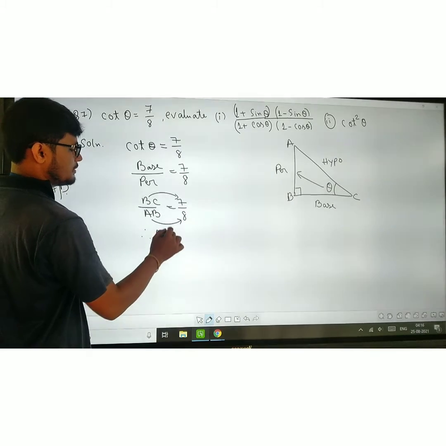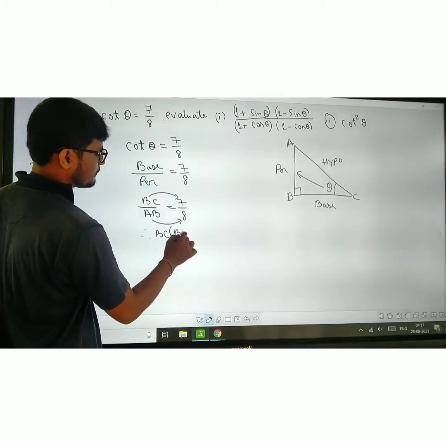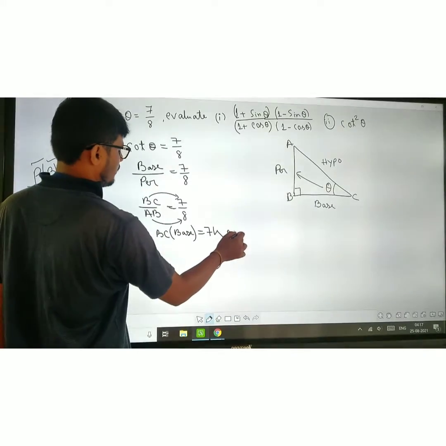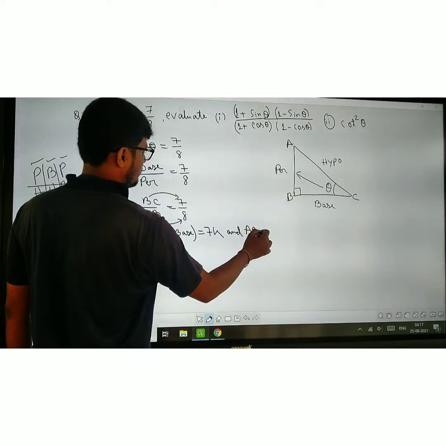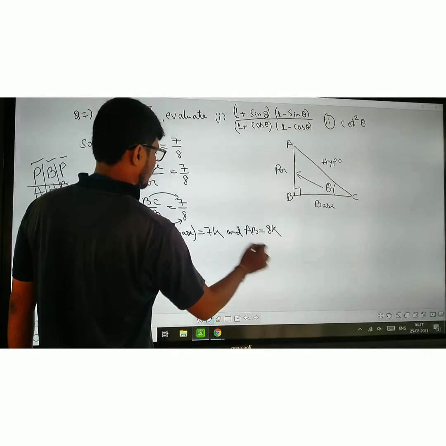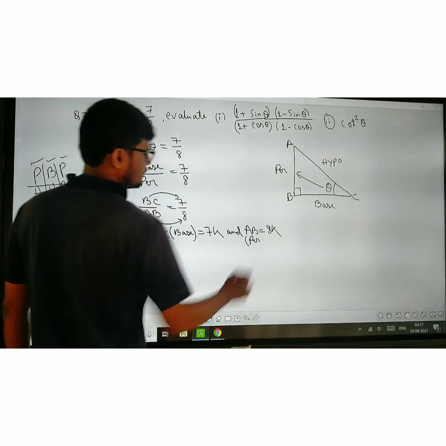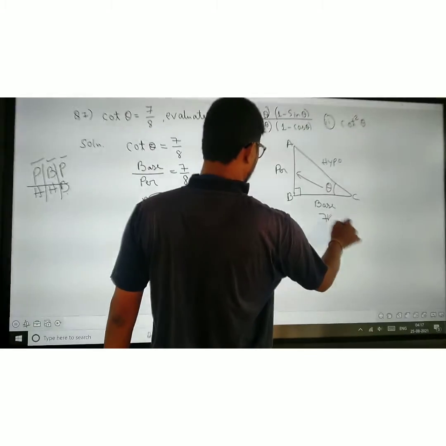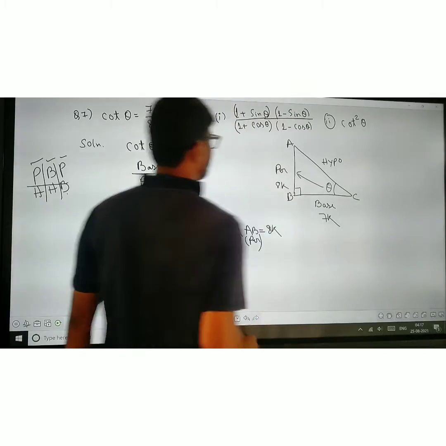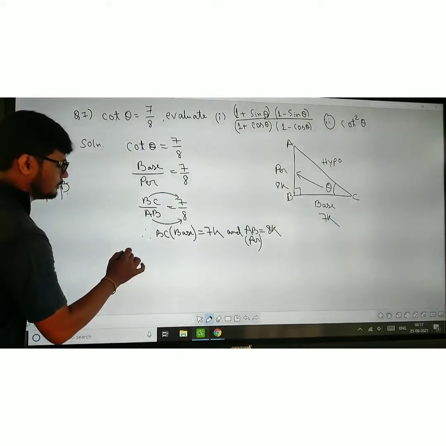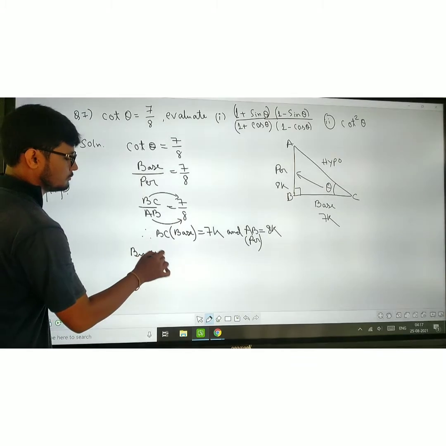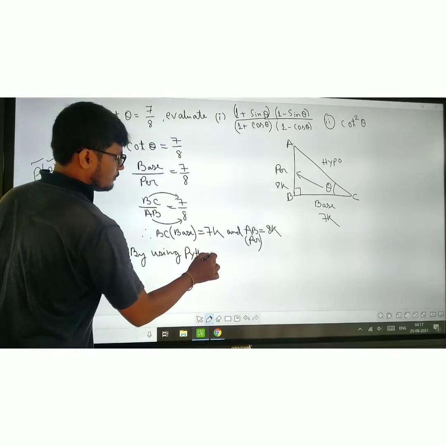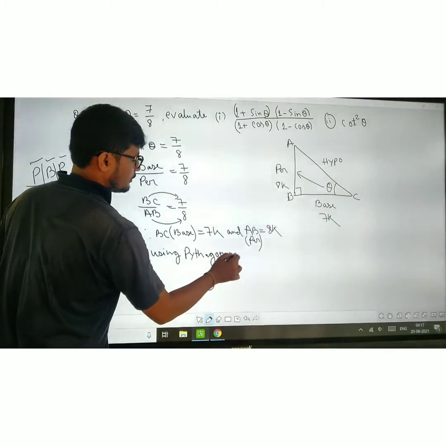Therefore, BC, the base, is equal to 7K. K means constant. And AB is equal to 8K. AB is your perpendicular. One side we don't have, and that is AC, the hypotenuse. So you need to find the hypotenuse. How to find? By using Pythagoras theorem.